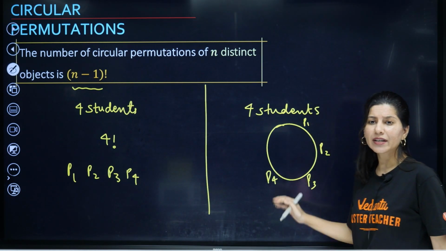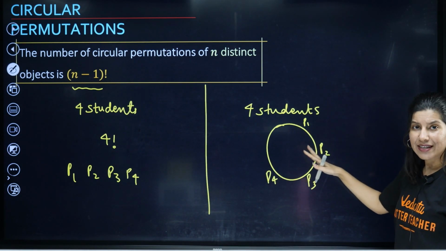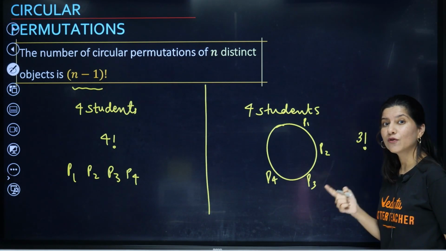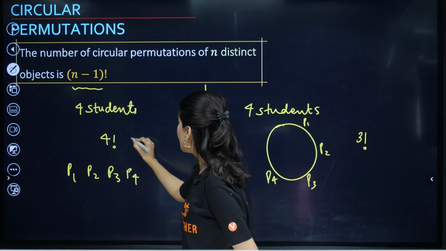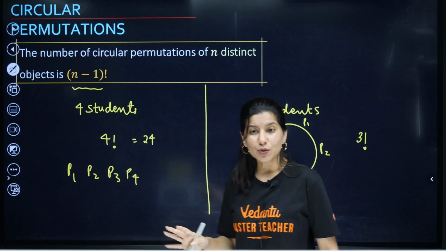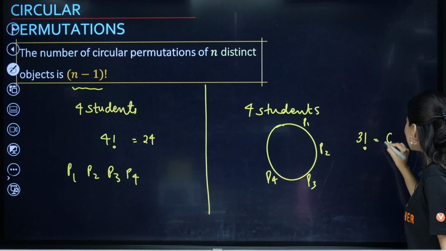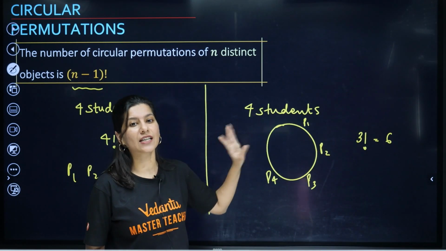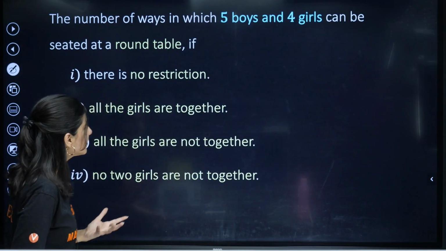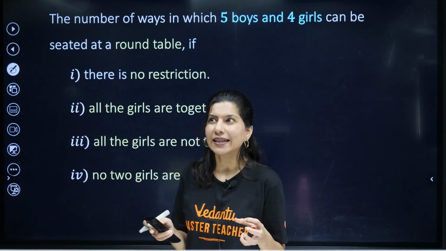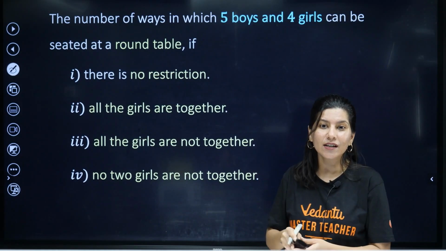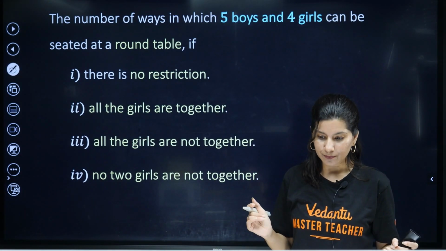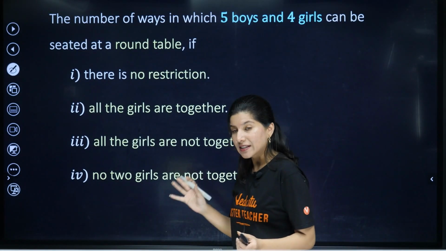So 4 students are there. As per the formula, that can be arranged by 3 factorial ways, that is (4 minus 1) factorial. So there are 24 ways to arrange 4 students in a linear fashion, but there are 6 ways to arrange 4 students in a circular fashion. Now let us solve some problems on this and get our concepts crystal clear. This is a perfect example wherein you can clear all the concepts very clearly.